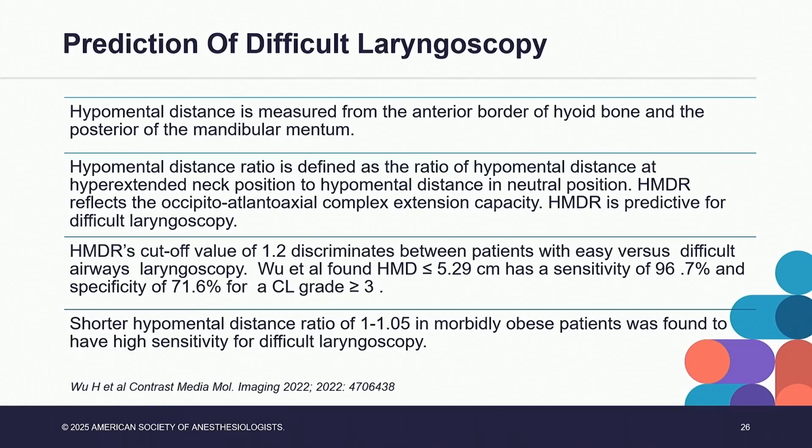Wu et al. found that a hypomental distance less than 5.29 centimeter has a sensitivity of 96.7% and a specificity of 71.6% for Cormack-Lehane grade more than 3. That means that you cannot see anything except part of the epiglottis. They found that a shorter hypomental distance ratio of 1 to 1.05 in morbidly obese patients had high sensitivity for difficult laryngoscopy.